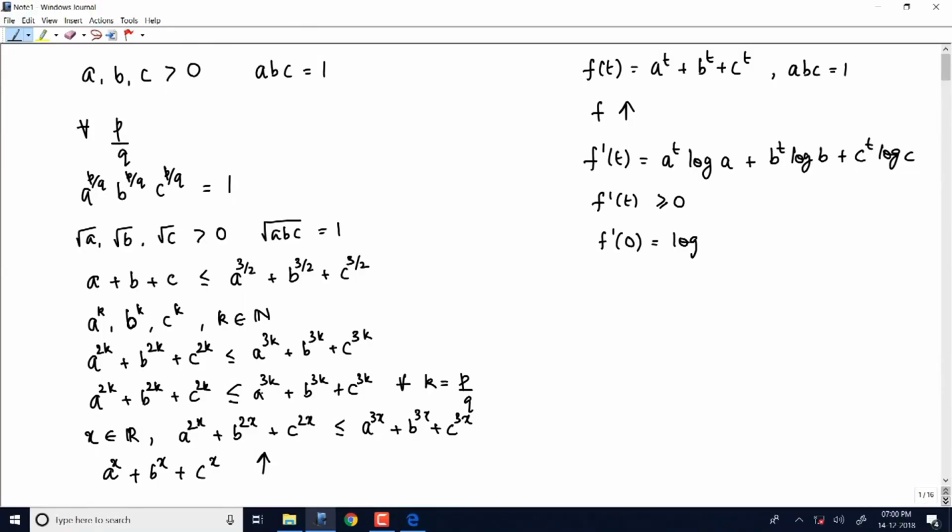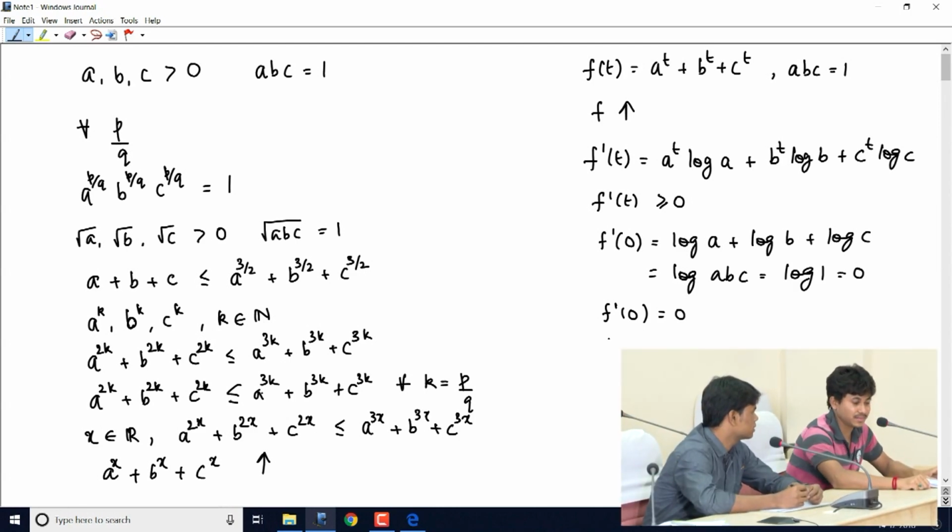But we have another given condition, which is that the product of ABC is equal to 1. So we can use that to compute the value of f dash 0, which is equal to log A plus log B plus log C, which is equal to log of ABC, which is equal to log 1, which is 0. Therefore, we get f dash 0 is equal to 0.